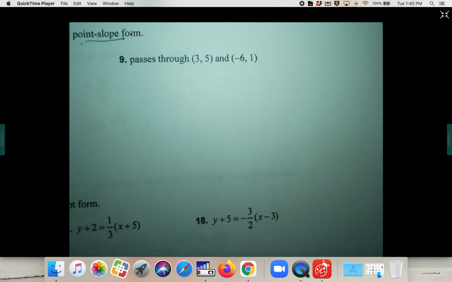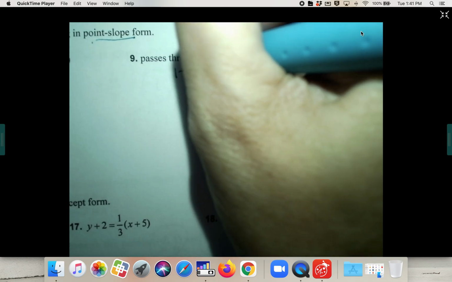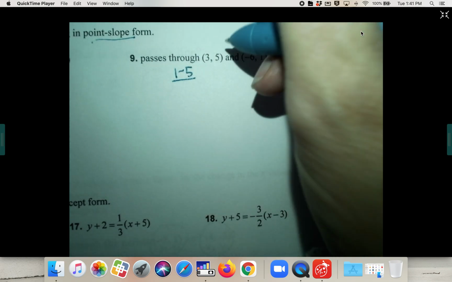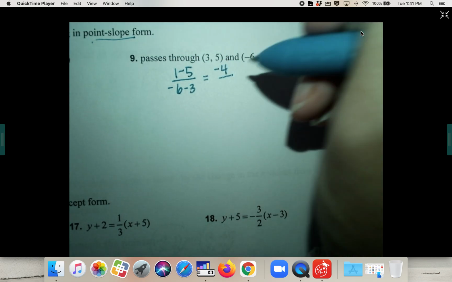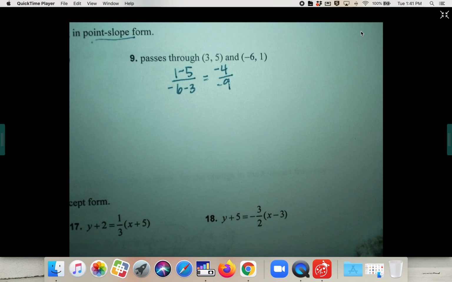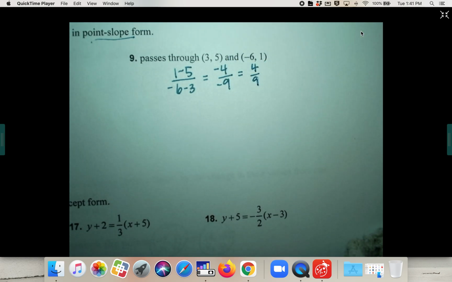All right, try 9 on your own. Pause the video and then check back and make sure you did it right. Okay, for the slope, 1 minus 5 over -6 minus 3. That would be -4 over -9. I hope you remembered that a negative divided by a negative is going to make it +4/9.